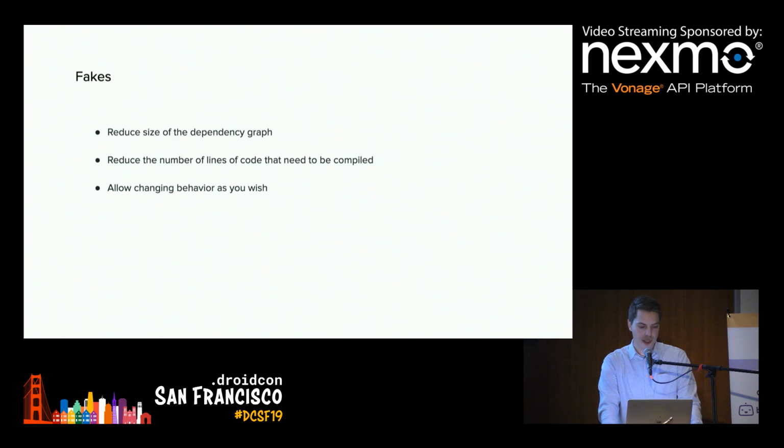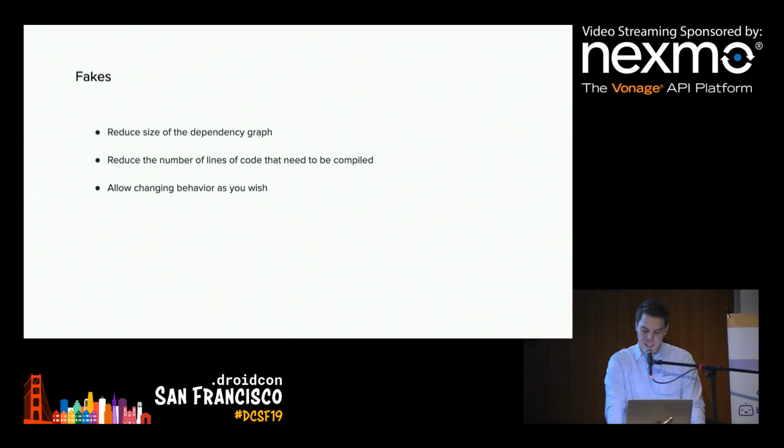So fakes have this nice side effect that they reduce the size of our dependency graph, and they also reduce the size of the lines of code that we need to compile. And this is, for example, important when we make a change in our utilities, because everyone depends on utilities. It sometimes is almost like a clean build. And by compiling less code, you see things, and especially your feature, faster on the screen again.